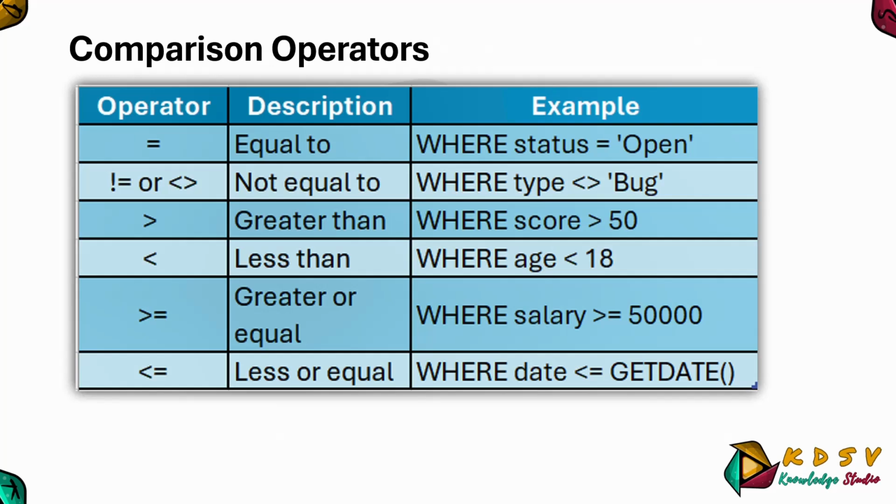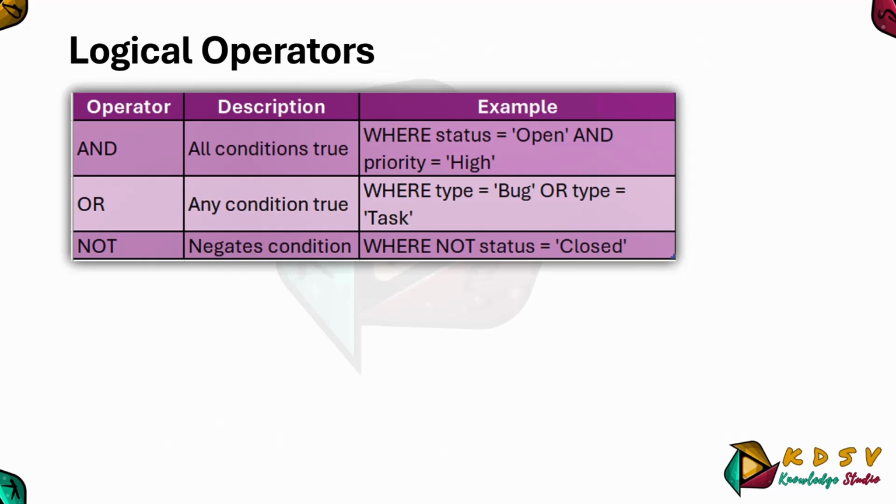So equal. Here you can check whether a specific status is equal to open, or whatever status you require. And exclamation mark and equal means not equal to, or you can use less than greater than, which also gives the same meaning, where type is not equal to bug. And we can use greater than, less than, greater than or equal to, or less than or equal to. These are some basic operators which we must know. Next one is the logical operators. These operators are used to combine multiple conditions.